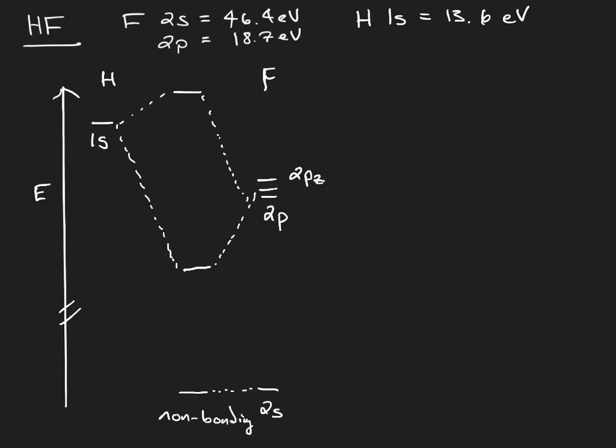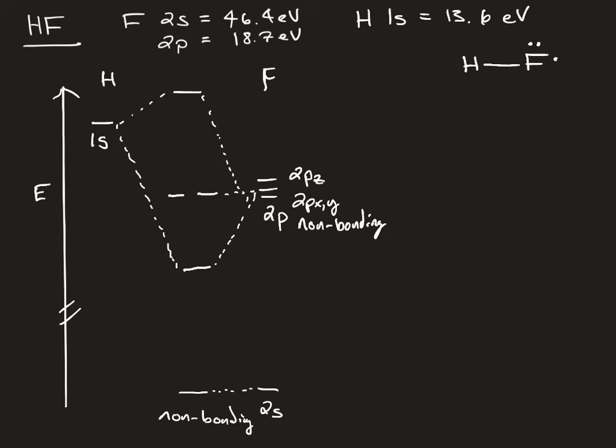The same thing is going to apply for the 2px and the 2py orbitals. So your 2px and 2py are also going to be non-bonding orbitals. So I'm going to draw what these molecular orbitals will look like over to the right here, with the hydrogen facing this way and the fluorine facing this way. Okay. In addition, I'm going to turn this into a Lewis structure.